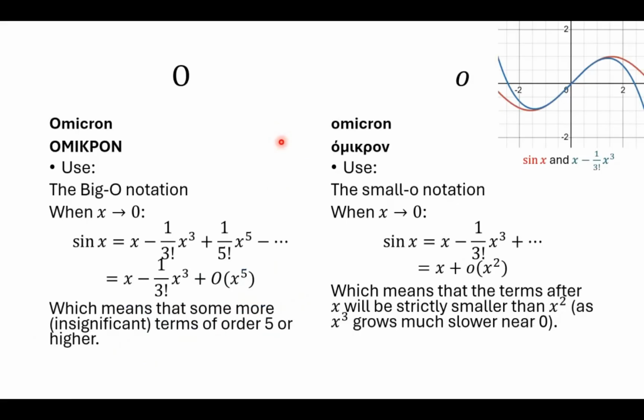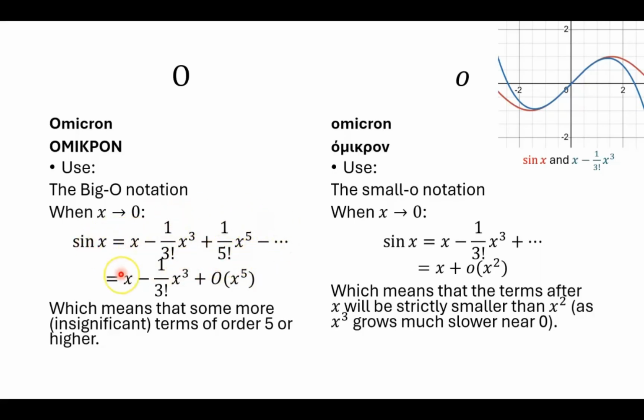The next letter is Omicron. It's the same as English O, and the uppercase is the big O notation. This is used to give the order of magnitude of an approximative function. So for example, when x approaches 0, if you tightly expand your sine of x out, you will get this. And this is a very important Taylor expansion formula.